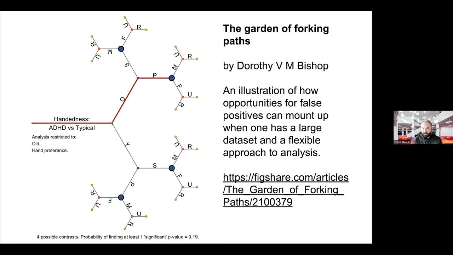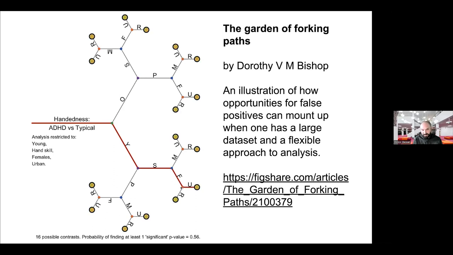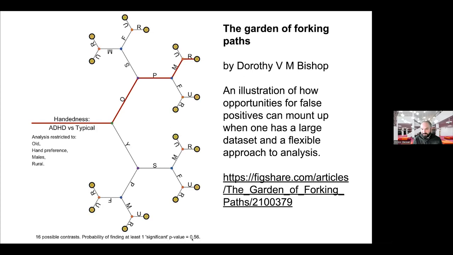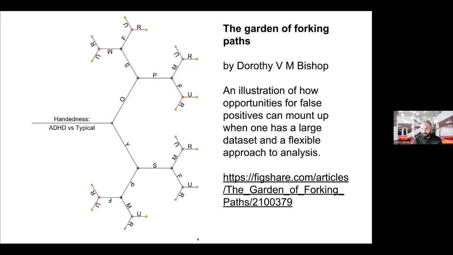So, 5%. But the more you start picking, you might start splitting them into old versus young, so basically finding subgroups. You focus only on the young people, you focus only on the handedness, you focus only on the females, and you focus only on those that live in urban areas, then the probability of finding by chance something that is significant increases. So that at the end, when you go through all these subgroups, you have more than 50% probability of finding one significant at 0.05.